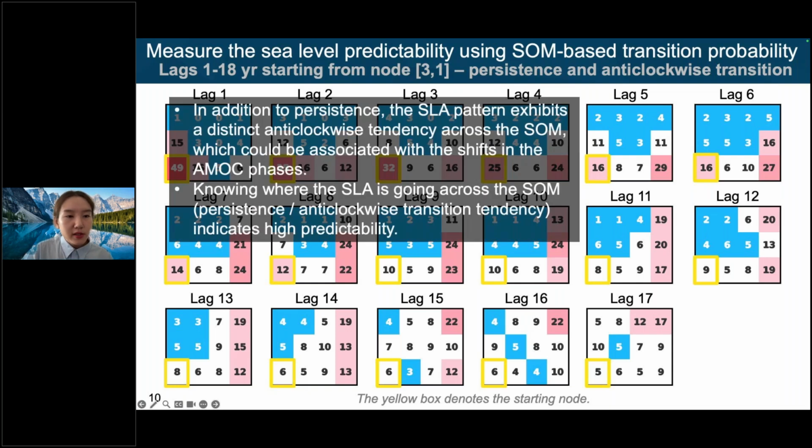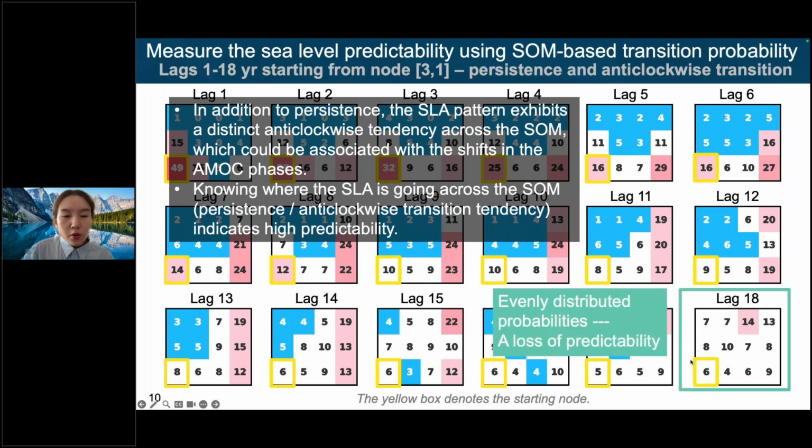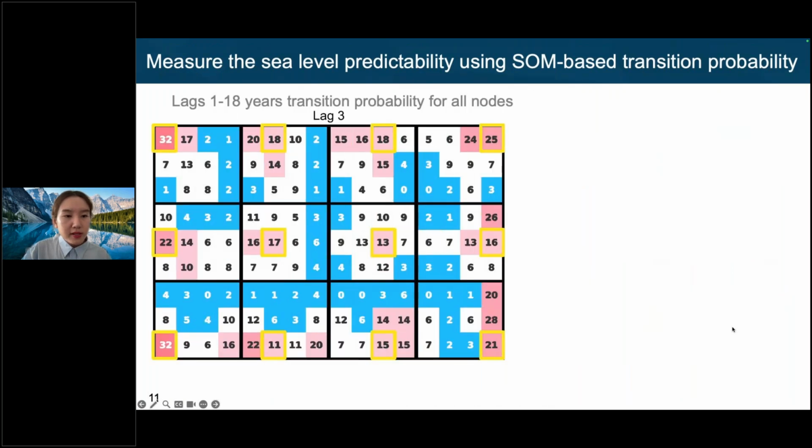And we believe that the persistence and this anti-clockwise tendency across the SOM are likely due to the shifts in the AMOC phases. As you can imagine, knowing where the sea level anomalies are going across the SOM, either through persistence or anti-clockwise transition tendency, indicates high predictability because you know where it is going. Starting from year 18, as you can see here, the probability is more evenly distributed, which indicates a loss of predictability. And we can repeat this analysis for all the starting nodes.